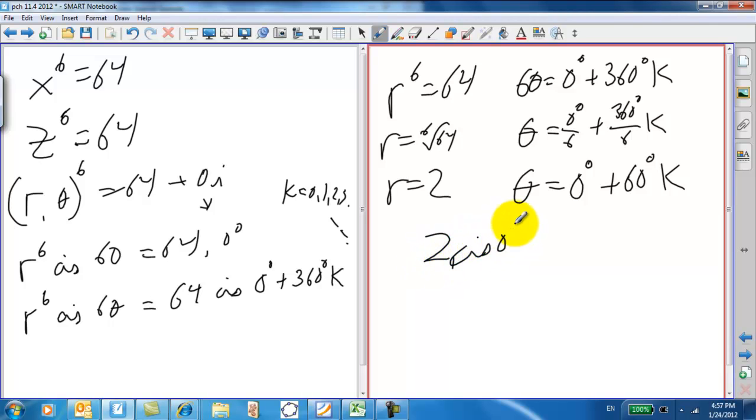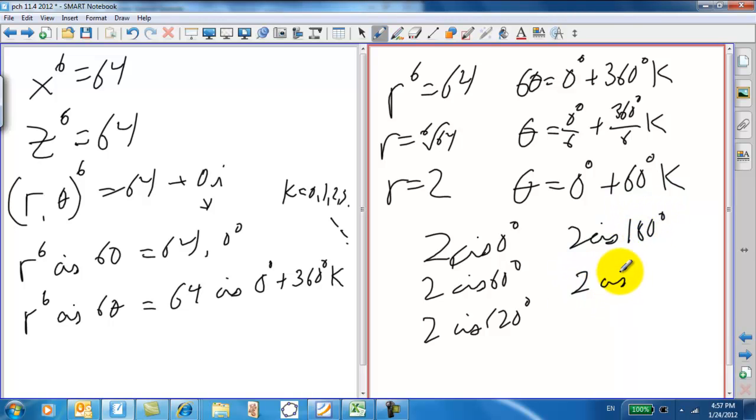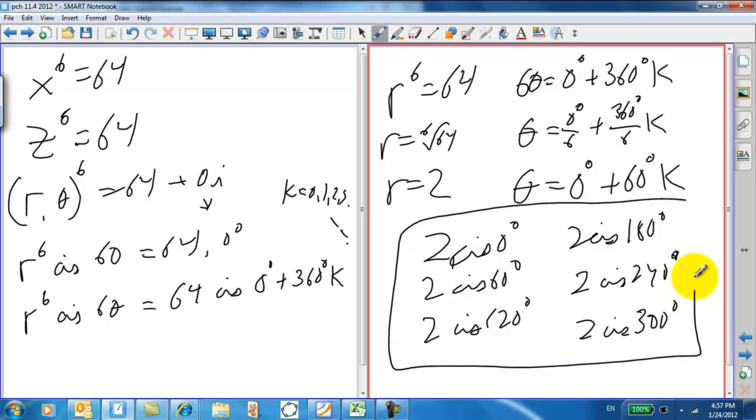So that's how we get our answers: 2 cis 0 degrees, 2 cis 60 degrees, 2 cis 120, 2 cis 180, 2 cis 240, and 2 cis 300 degrees. And there are your 6 sixth roots of 64. Much easier, this approach, than all that factoring we did before.